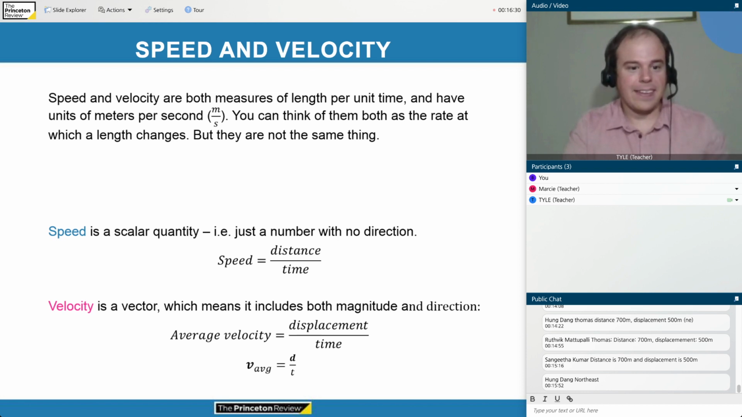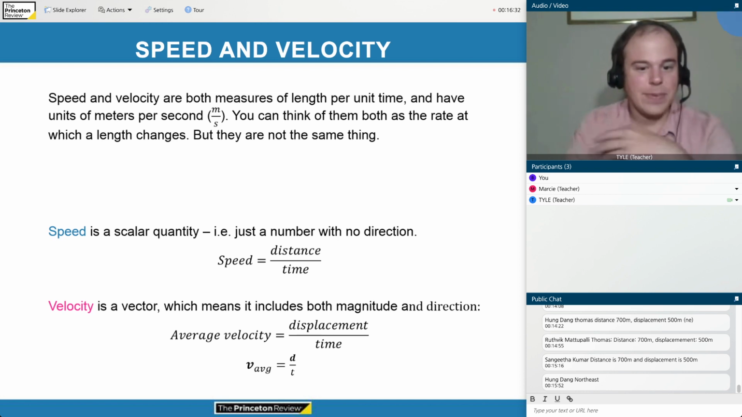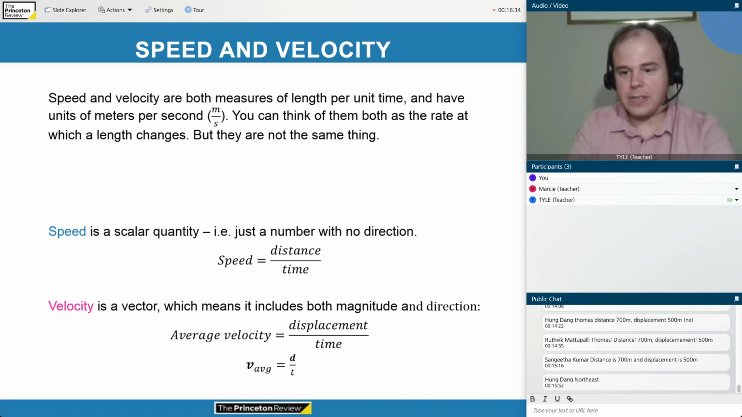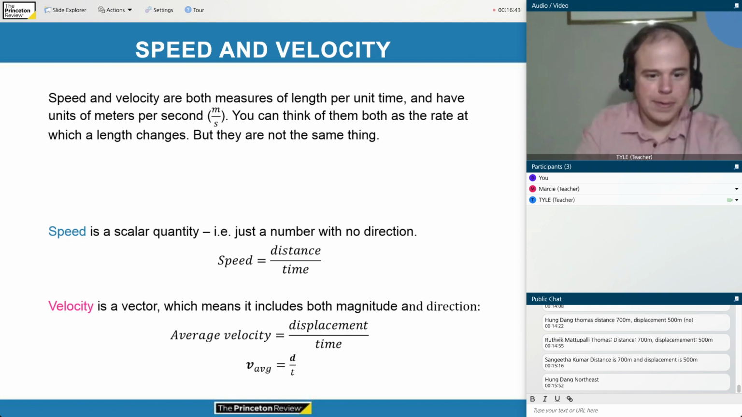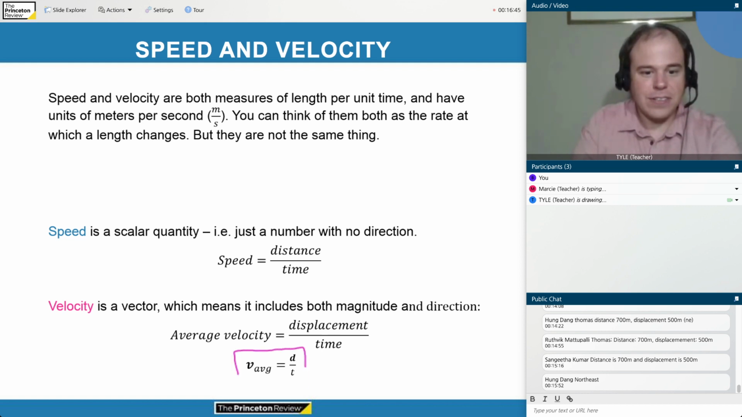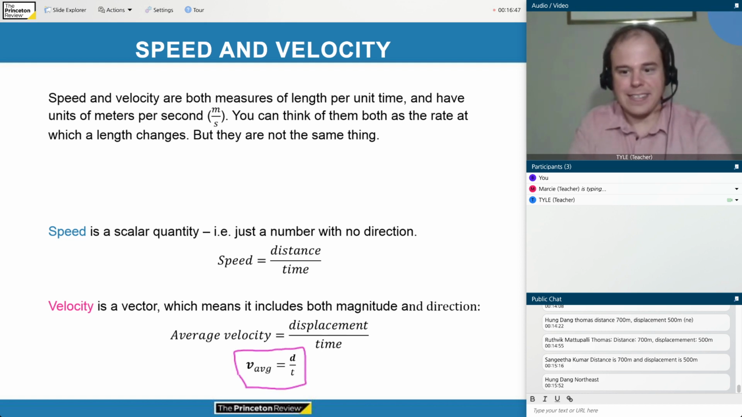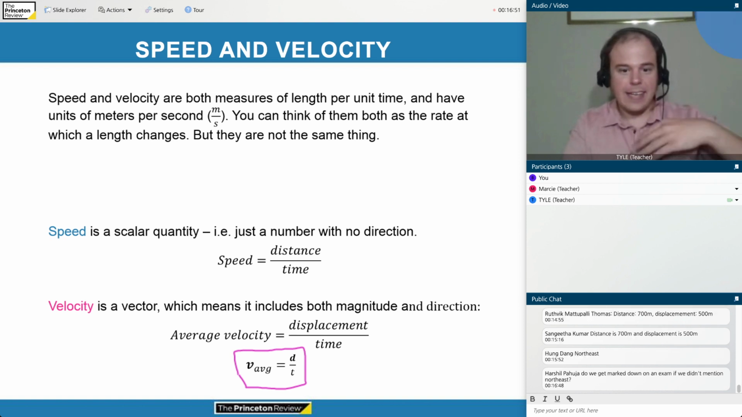Velocity, meanwhile, is a vector, which means that it includes both magnitude and direction. So your average velocity is your displacement divided by time. And we have a formula for that: your average velocity is displacement over time. And notice that I've made both velocity and displacement bold.